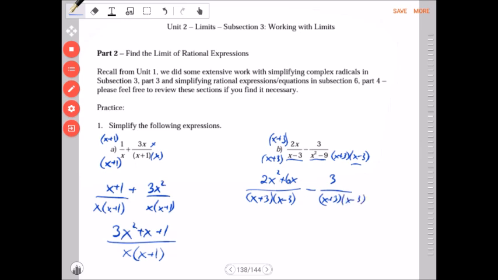If we subtract the tops, there's no like terms for any of these, so it's just 2x squared plus 6x minus 3 over x plus 3, x minus 3. A little later on, what we might want to do is try and factor the top and see if anything else cancels. For right now, this is just practice. That's as far as I want you to go.